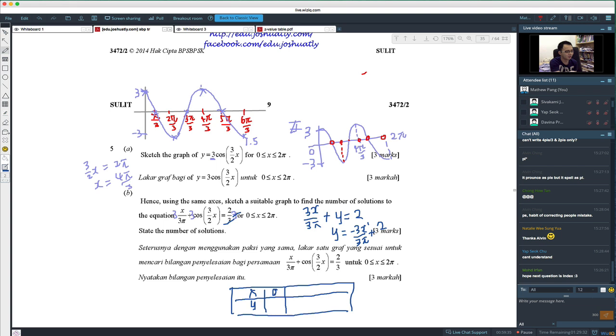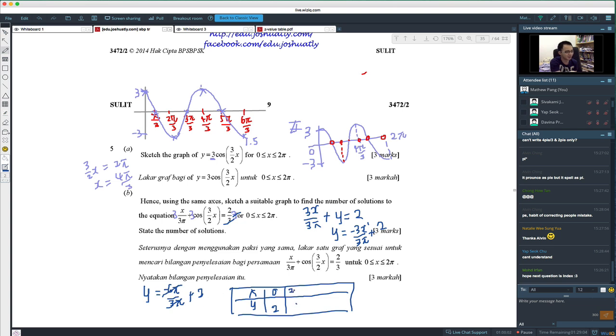Alright, then I will assume when my x is 2 pi, you just assume y will equal negative 3 multiplied by 2 pi is 6 pi over 3 pi plus 2. Negative 6 pi over 3 pi is negative 2. Negative 2 plus 2 will equal 0. So that means when x equals 2 pi, my y actually equals 0.